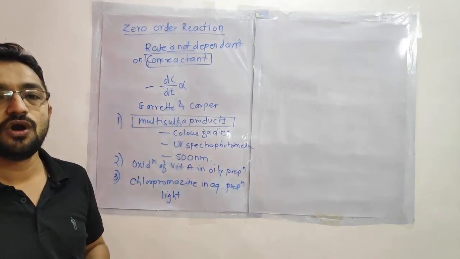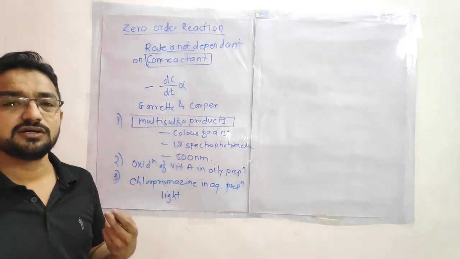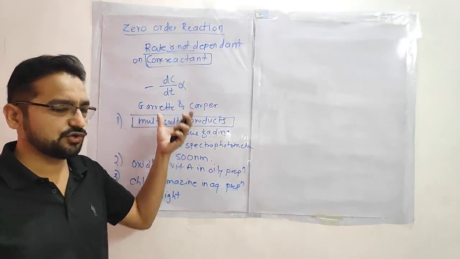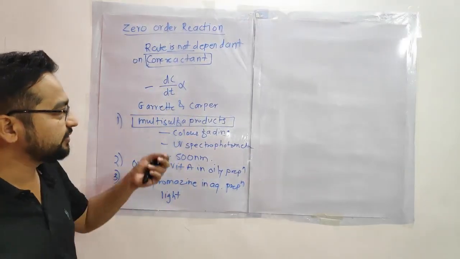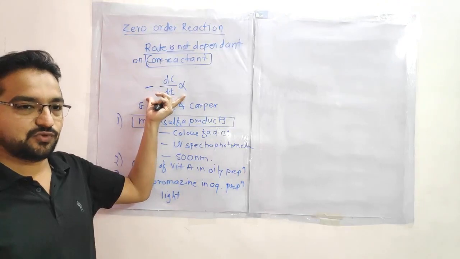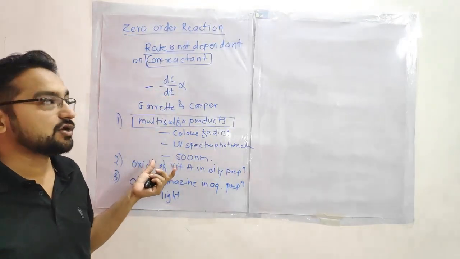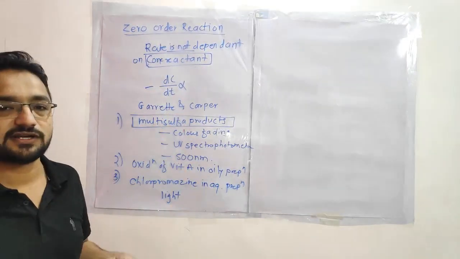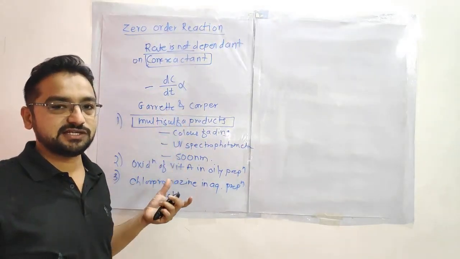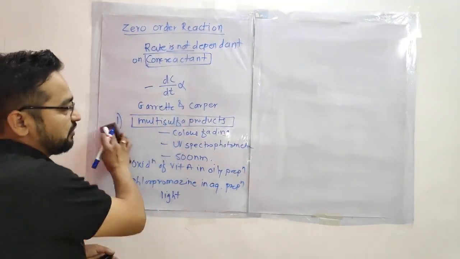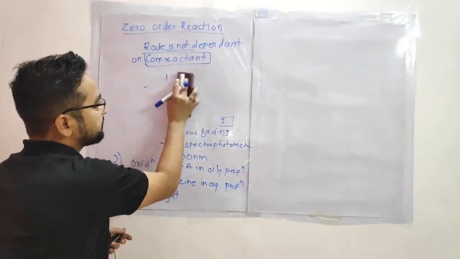Now we want to prove the derivation for this zero order kinetics. The first question that comes to your mind is, if it is degrading, and absorbance is also decreasing, how does it not depend upon the concentration of reactant? What are the other factors on which the rate of reaction depends? Let us take the example of multi-sulfur drug products.